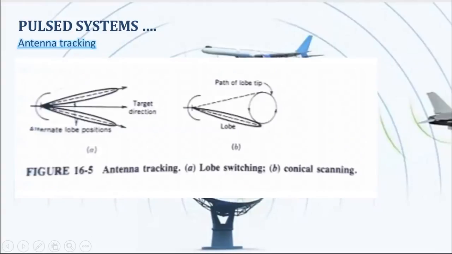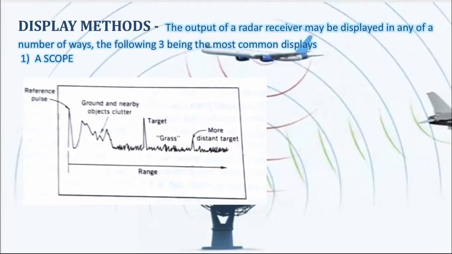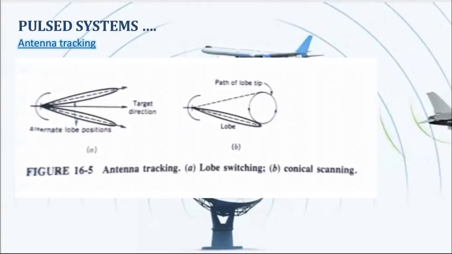Now we will discuss antenna tracking. Auxiliary methods of tracking or precise location must be employed. The simplest of these is the lobe switching technique, which is also called sequential lobing. And the next one is B part. Conical scanning is a logical extension of lobe switching, which is shown in the figure. It is achieved by mounting the parabolic antenna slightly off center and then rotating it about the axis of the parabola.